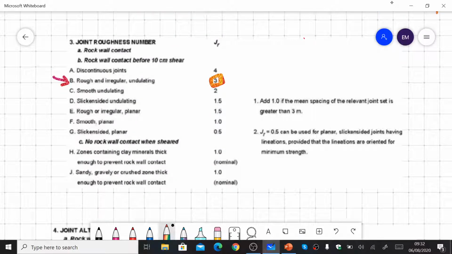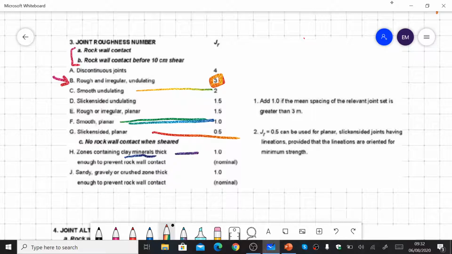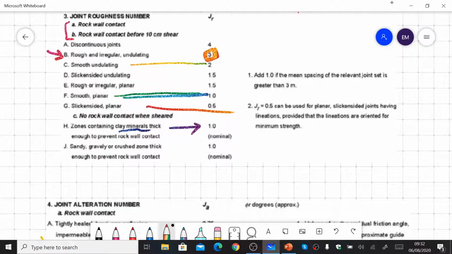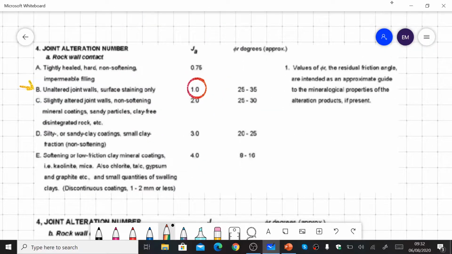So we have different conditions. If you have a rock wall contact, or the rock contact was developed after 10 centimeters of shear, then we use this table. If we have smooth undulating joints, we use 2. If it's smooth and planar joints, we use 1 as the value. And if there is no rock wall contact when it's coming in shear, that means it is containing filling. Then if that filling is made up of clay minerals thick enough, you use 1, and other conditions are also mentioned here.